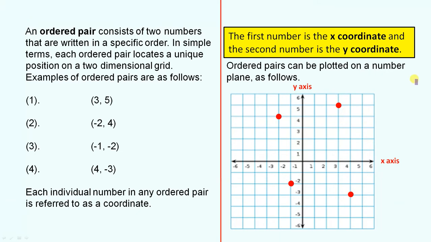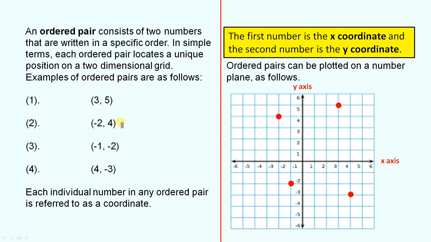Ordered pairs can be plotted on a number plane as follows. Now, let's look at the first one. 3, 5. 3 is the x value, 5 is the y value, and they're both positive. So we start here where the two lines meet and we go 3 in the positive direction, 5 in the positive direction, so that's 3, 5.